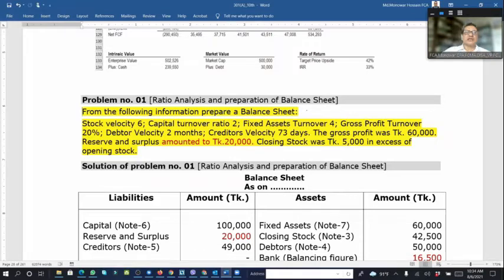From that ratio, your data is only this: stock velocity or stock turnover 6, capital turnover ratio 2, fixed asset turnover 4, gross profit ratio 20%, debtors velocity 2 months, creditors velocity or turnover 73 days, gross profit was 60,000, reserve and surplus 20,000, closing stock 5,000 in excess of the opening stock. So based on that data you have to prepare the balance sheet.